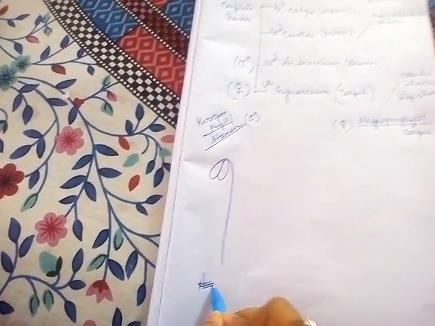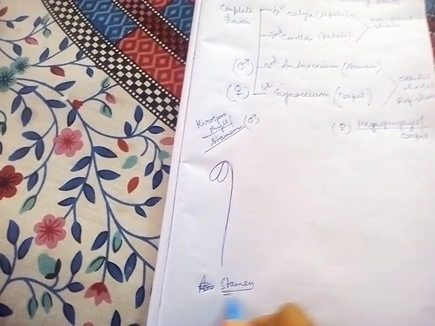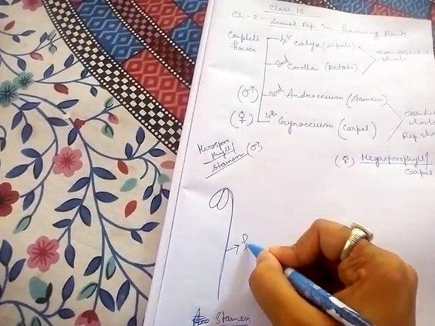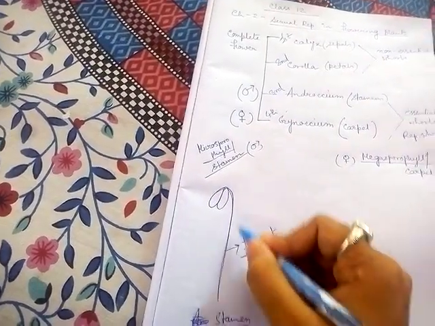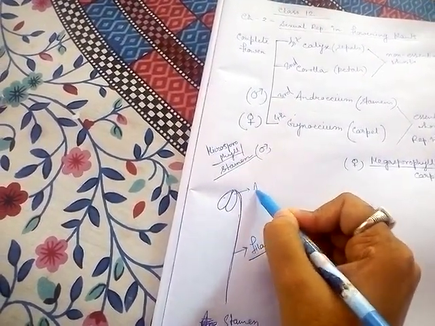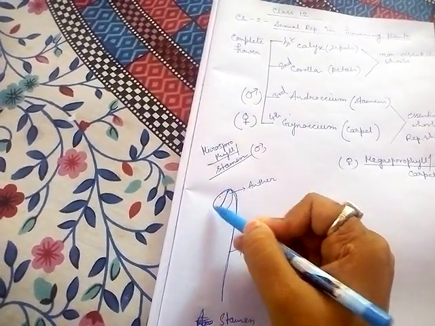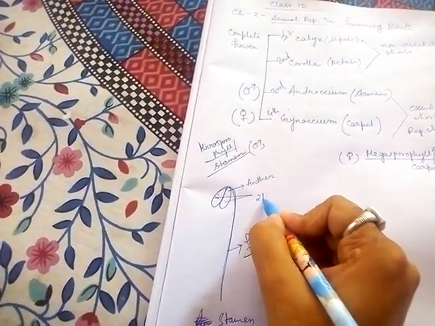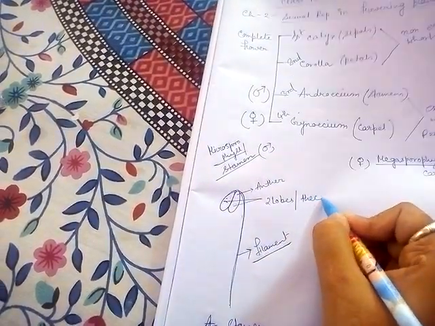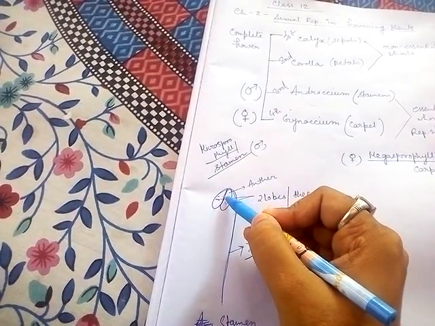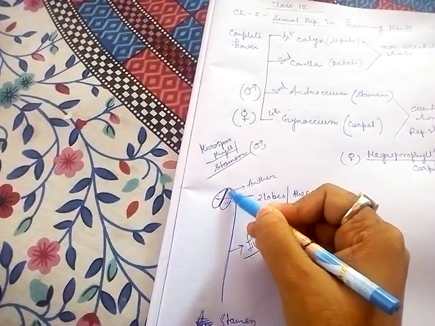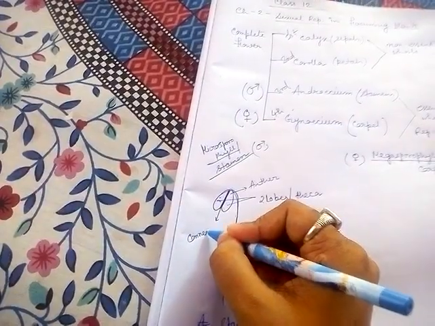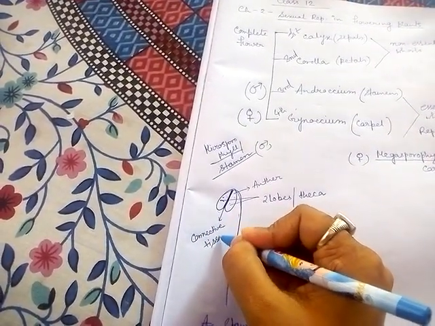Anther, stamen. One stamen is made up of anther and a stalk-like structure. This is filament, the stalk-like structure, and this is anther. Anther is mainly composed of 2 lobes. These 2 lobes are also known as theca, and they are connected by a tissue known as connective tissue.